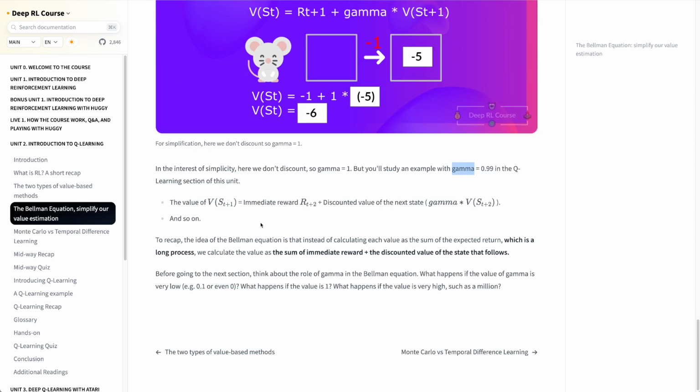So to recap, the idea of the Bellman equation is that instead of calculating each value as a sum of expected return, which is a long process, we calculate the value as the sum of immediate reward plus the discounted value of the state that follows.